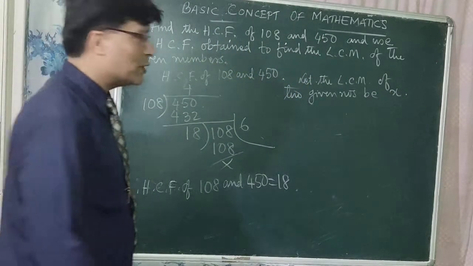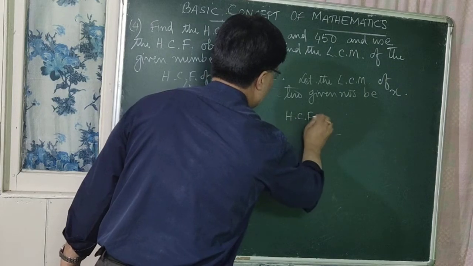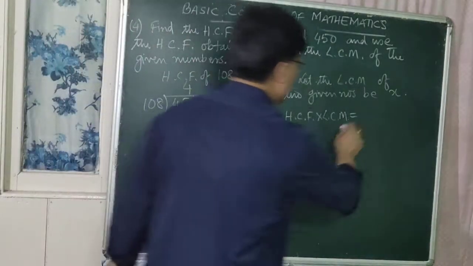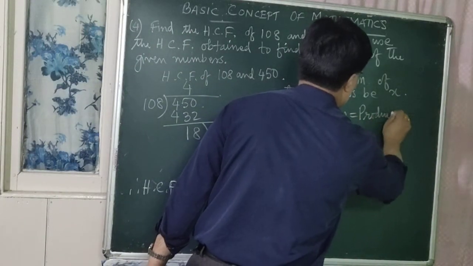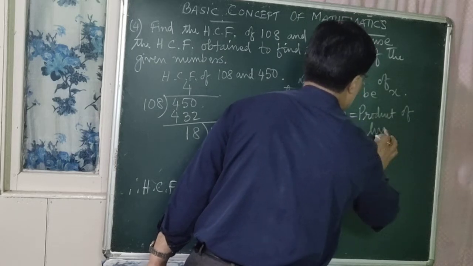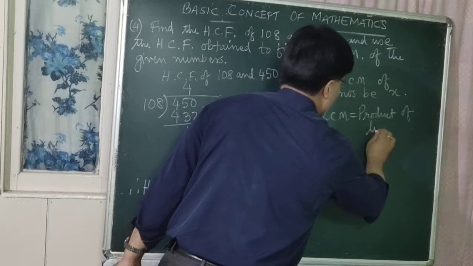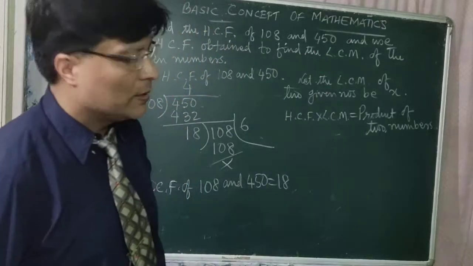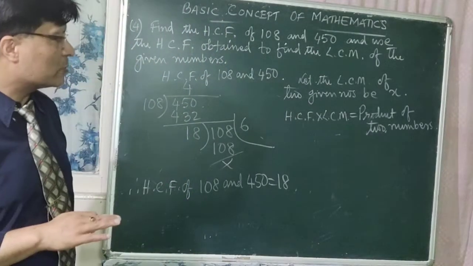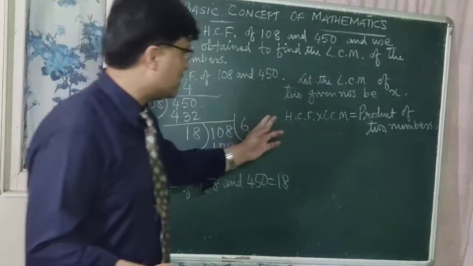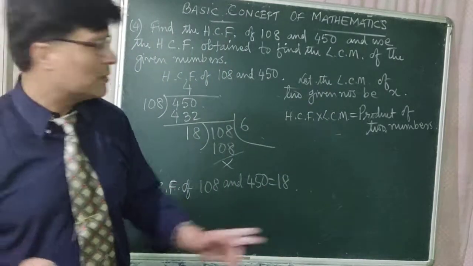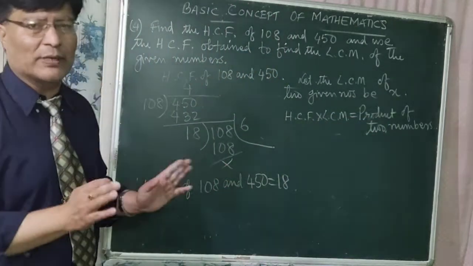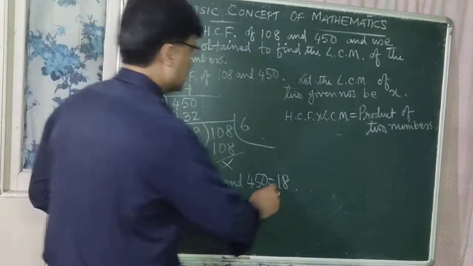Okay, now you know the formula. HCF into LCM is equal to product of two numbers, right? So you have to use this formula. Product of two numbers is equal to HCF into LCM, or HCF into LCM is equal to product of two numbers. These are the same formula, right?